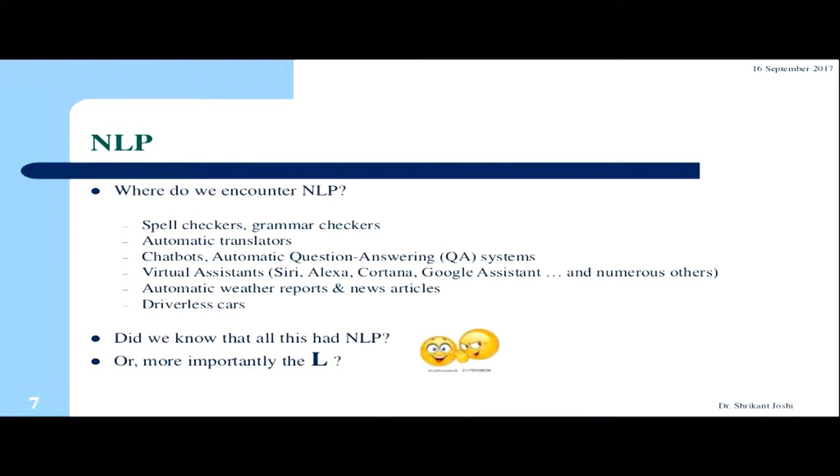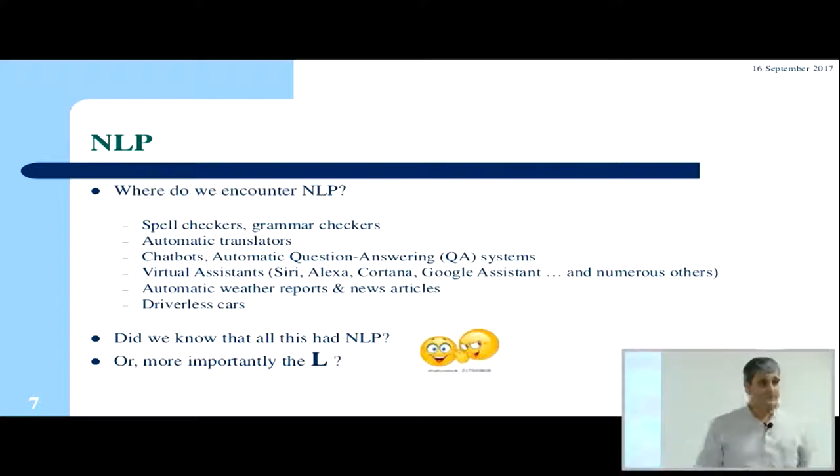Okay, so we defined NLP, that's natural language processing. So, where do we encounter NLP? Now that we have set the framework, all of you know or have come across this: spell checkers, grammar checkers, when you write or type a document, MS Word or any other text editing software. So, you have spell checkers embedded, you have grammar checkers, you have those red lines, blue lines, whatever, right? Then you have automatic translators like Google Translate. Any other you know? Yeah?